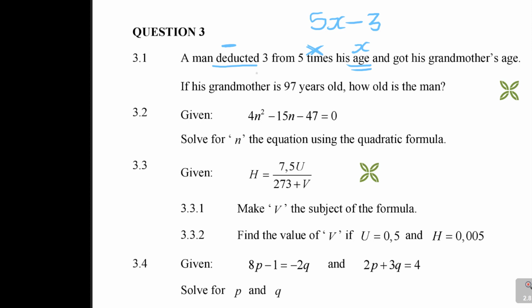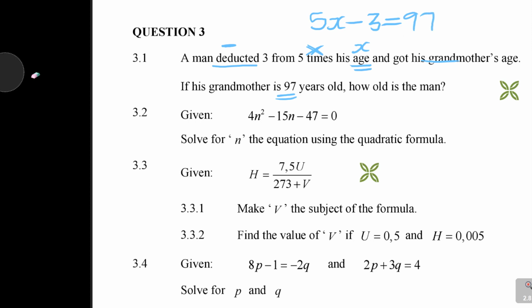So for example, if you are 20 years old, we are going to say a man deducted 3 from 5 times his age of 20. So you're going to say 5 times 20 minus 3. Are you getting that concept? So from there, they are saying he got his grandmother's age, and the grandmother is 97 years old. So from there, he got, meaning equal to 97. Then how old is the man?